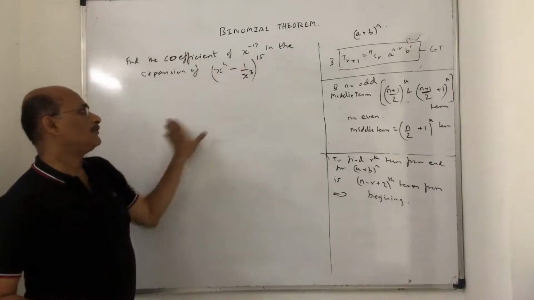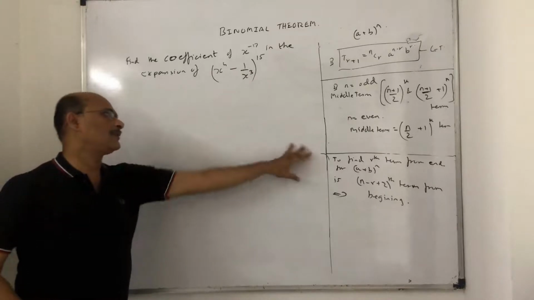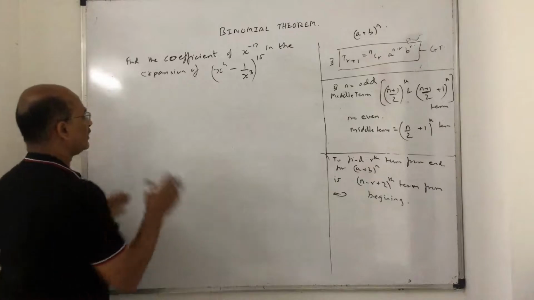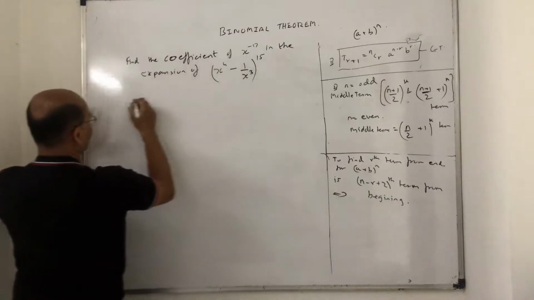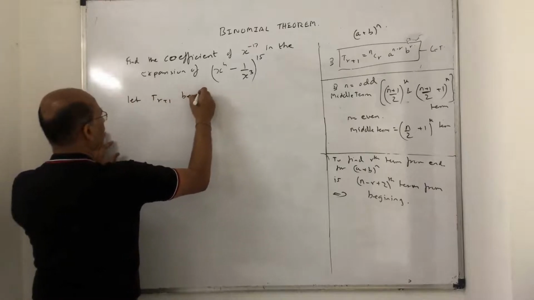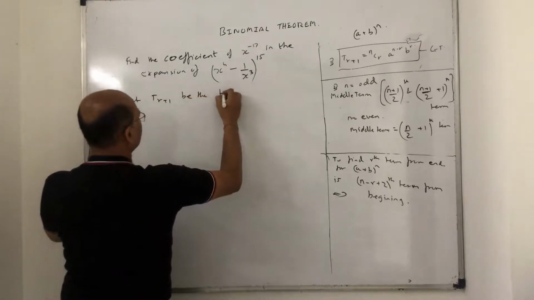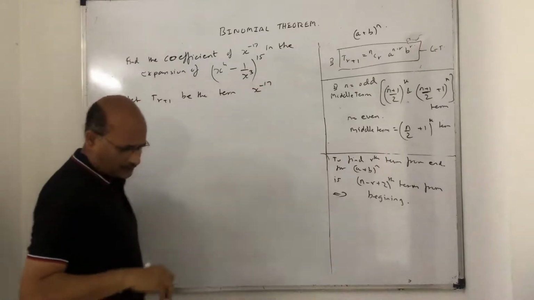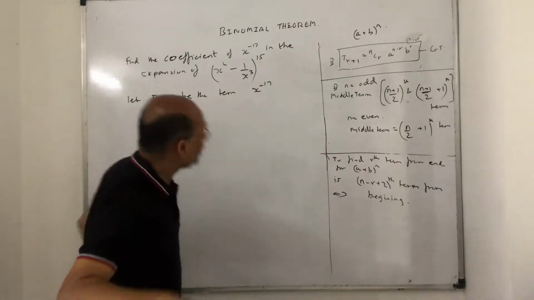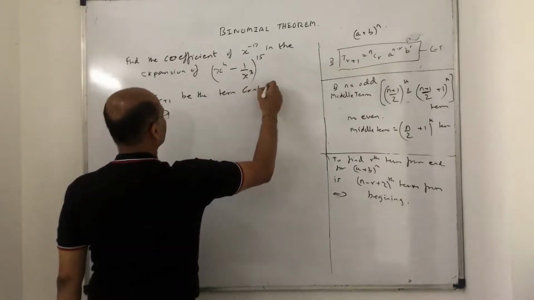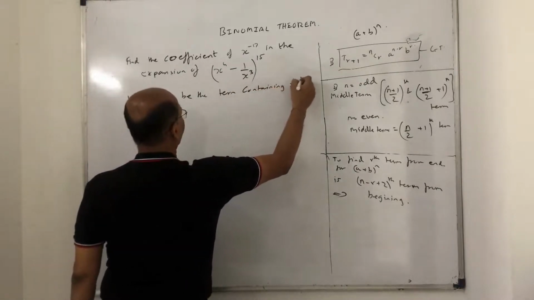So that 15 means 16 terms will come up. You are not going to open up completely and then see which is the coefficient of x raised to minus 17. What is the first case? Whenever they ask you this type of sum, let T r plus 1 be the term consisting of x raised to minus 17. So you can say, let it be the term containing x raised to minus 17.